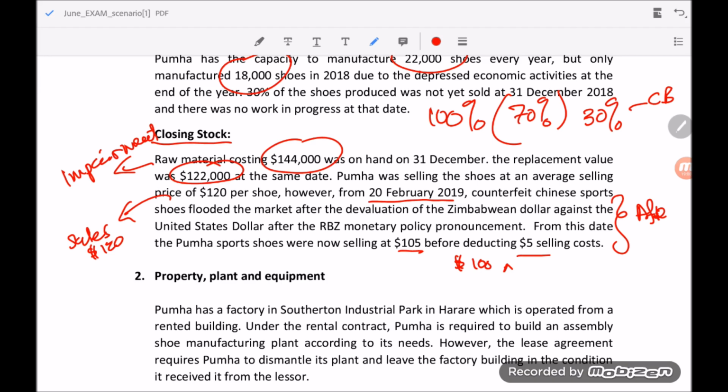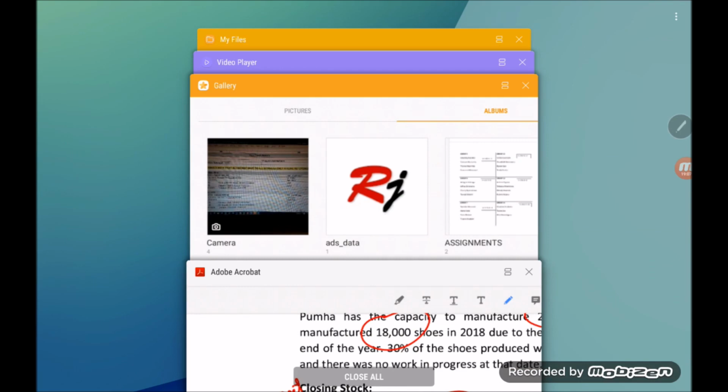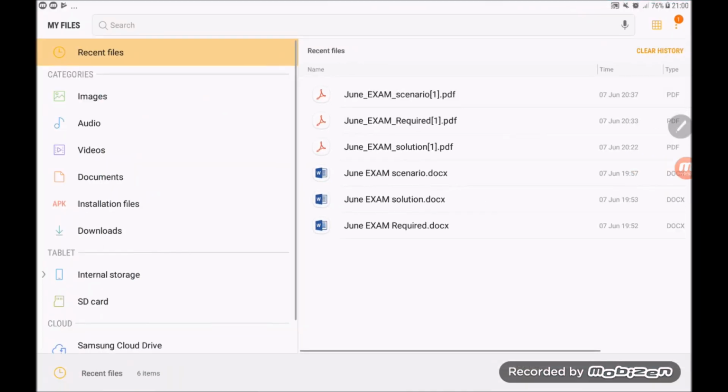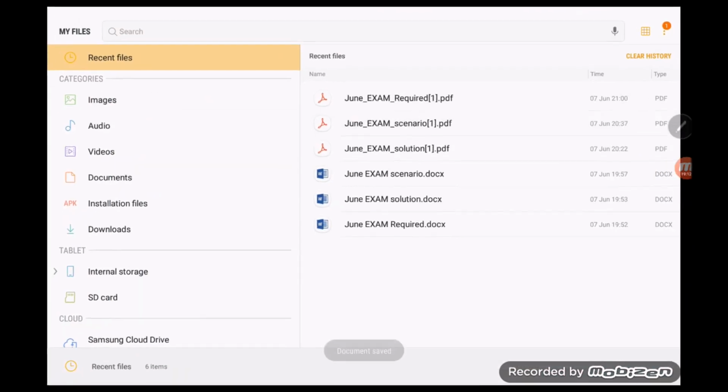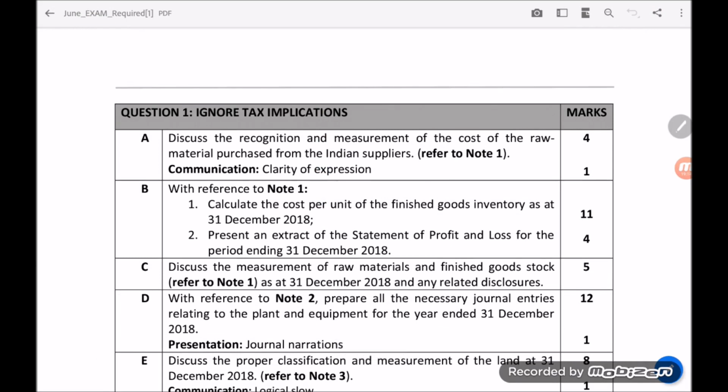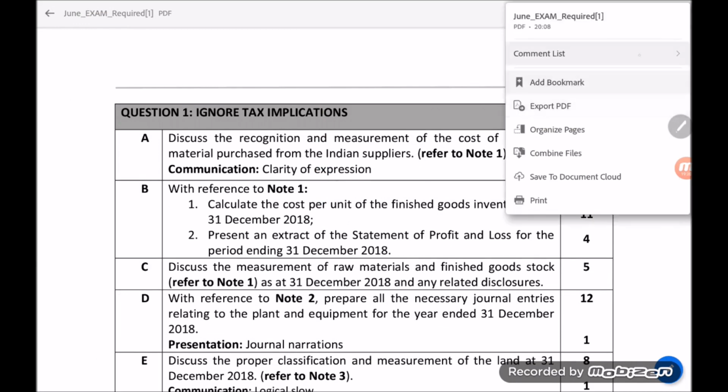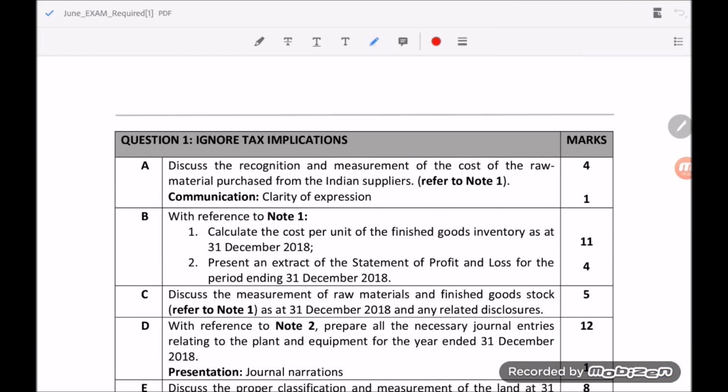Now I think let's quickly look at the required which was there. So when I look at the required, it is quite simple. We've got a number of requireds which are looking at inventory, and I think when I look at the total number of requireds relating to inventory, it's from A getting to C over here.